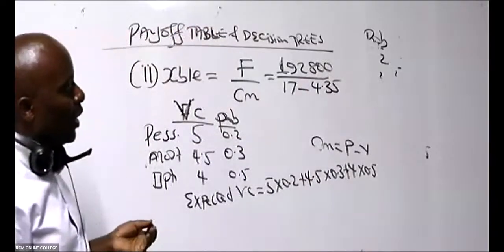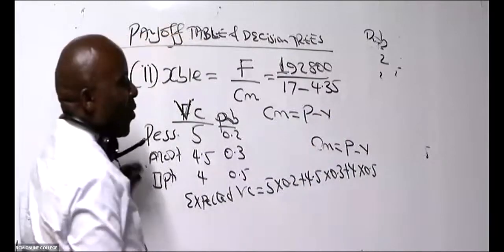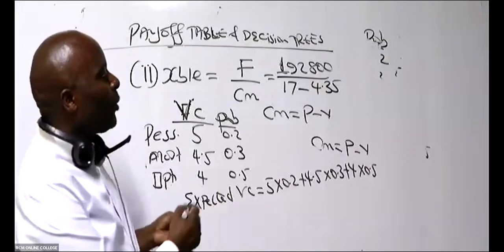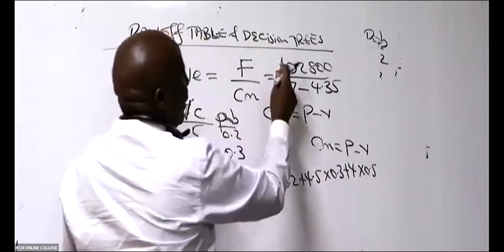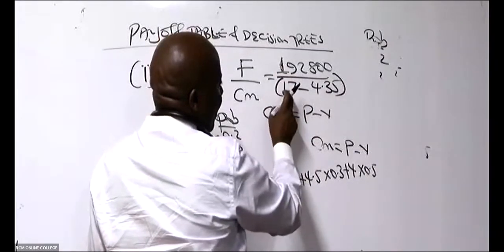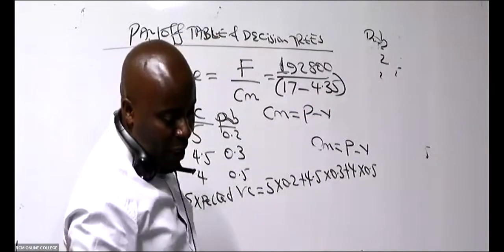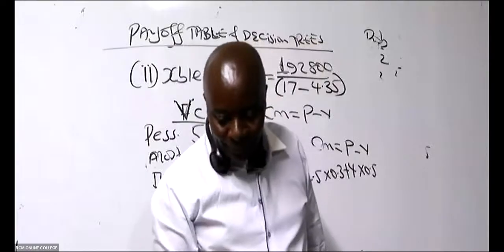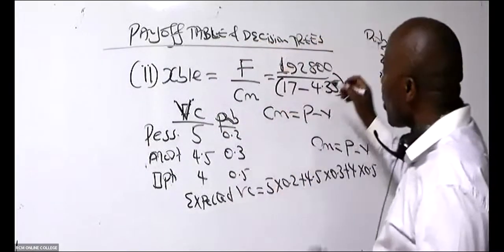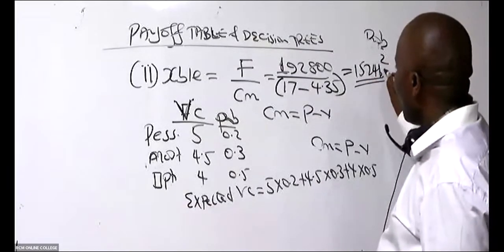17 minus 4.35. Remember, to get contribution margin, it is price minus variable cost. So then you'll be able to take your calculator. You say this divided by this minus this divided by open brackets, 17 minus 4.35, you close. Then you say equals. So what figure are we getting here, ladies and gentlemen? 15,241, right? Try to give us answers. 15,241 units, isn't it?